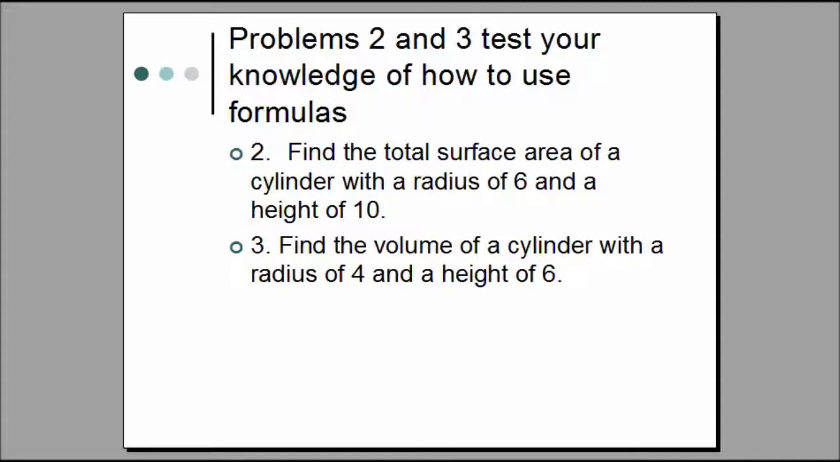Practice problems 2 and 3 test your knowledge of how to use formulas. Find the total surface area of a cylinder with a radius of 6 and a height of 10, and find the volume of a cylinder with a radius of 4 and a height of 6.